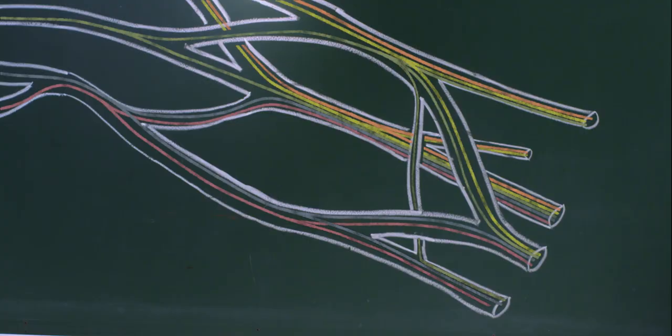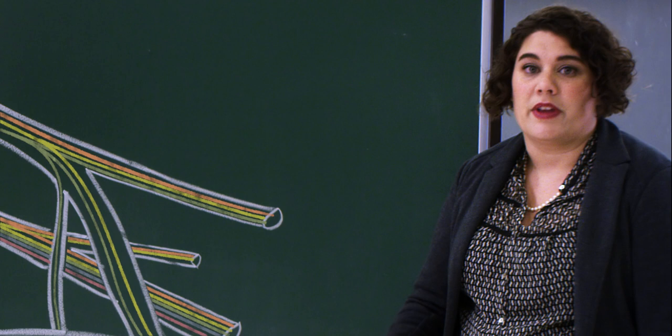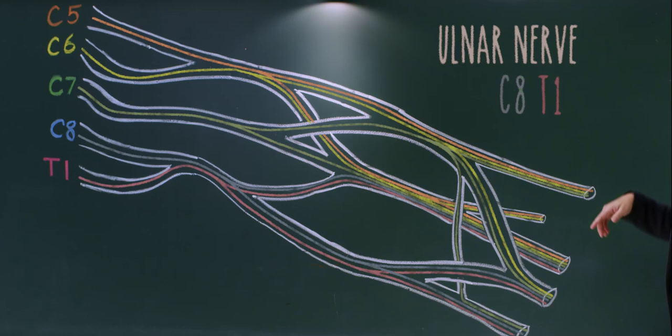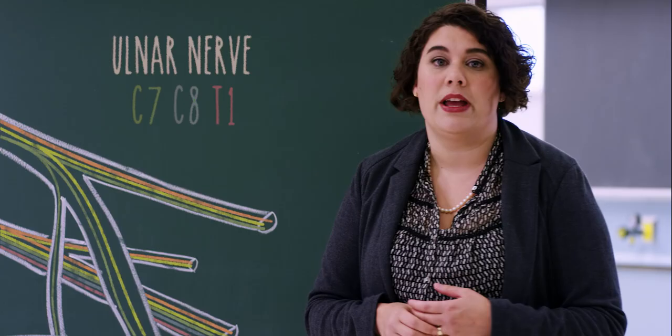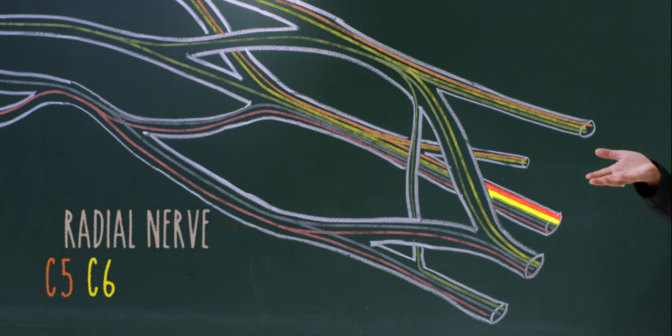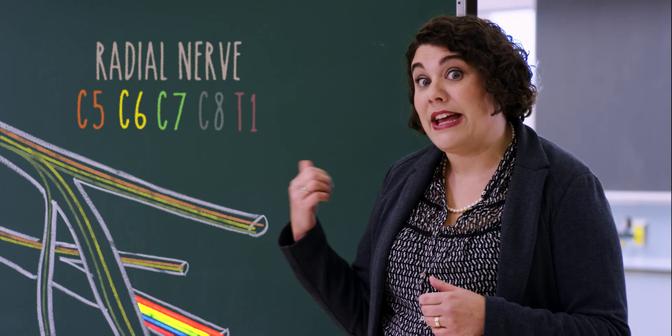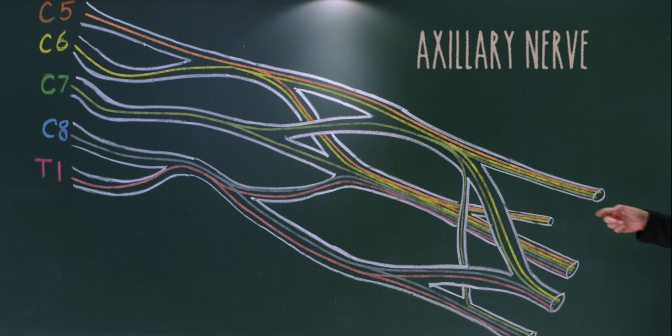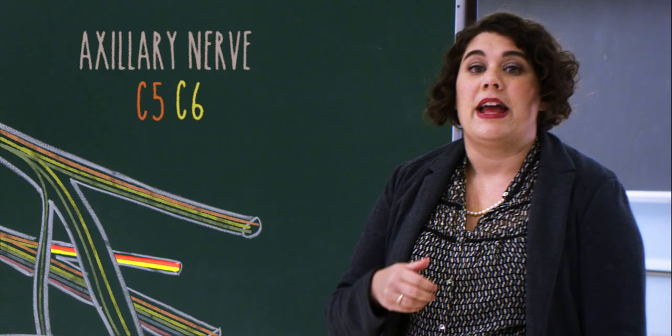The ulnar nerve emerges from the medial cord. It contains fibers from C8 and T1, and interestingly, from C7, joining here from the lateral cord. It will go on to innervate the intrinsic muscles of the hand. The radial nerve is an extension of the posterior cord. It contains all spinal levels involved in the brachial plexus. It innervates all extensors of the upper limb. The axillary nerve branches off the posterior cord as well and innervates muscles around the shoulder.